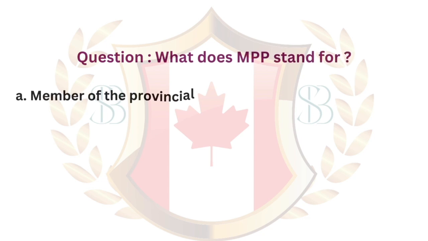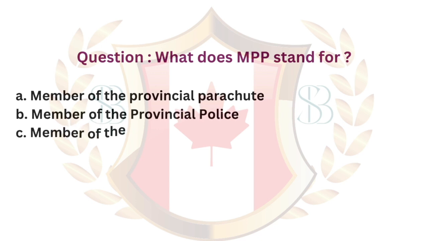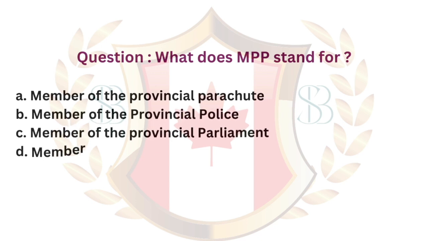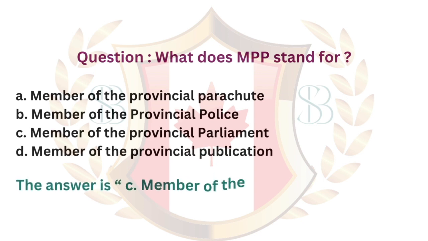Question: what does MPP stand for? A. Member of the Provincial Parachute. B. Member of the Provincial Police. C. Member of the Provincial Parliament. D. Member of the Provincial Publication. The answer is C. Member of the Provincial Parliament.